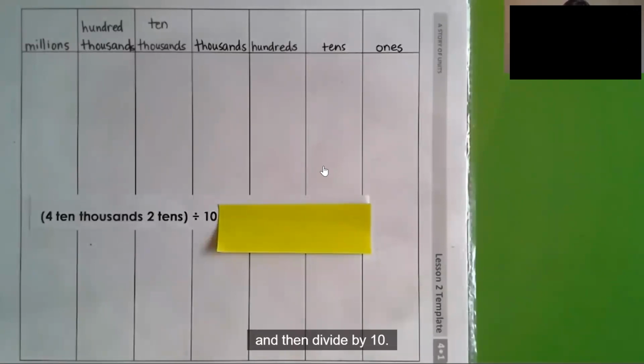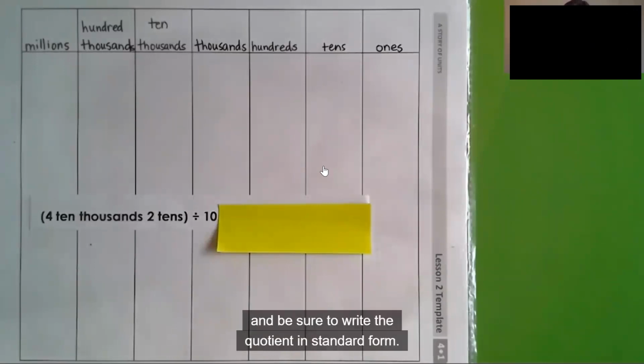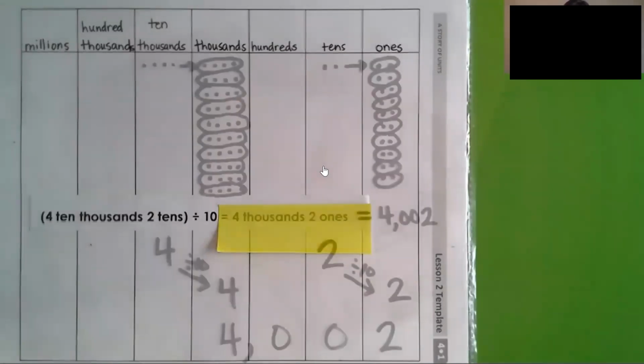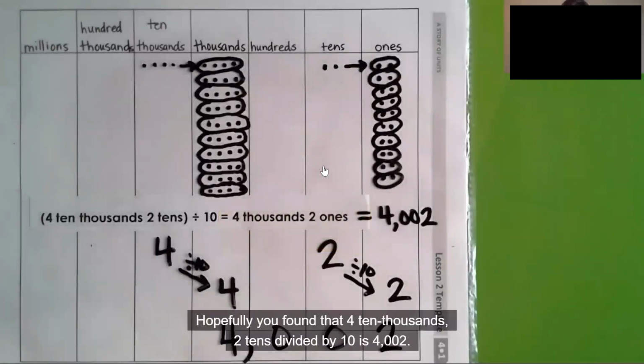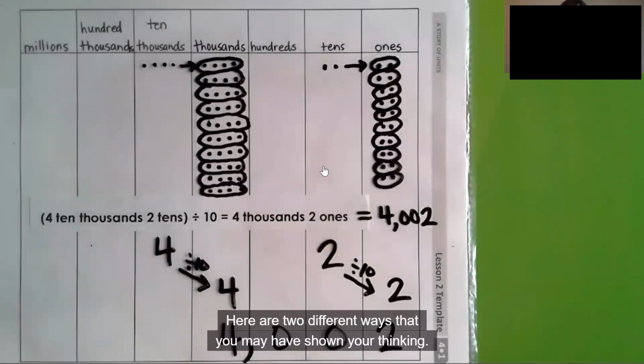Pause the video to solve this expression and be sure to write the quotient in standard form. Remember, the quotient is the answer to a division expression. Hopefully you found that 4 10,000s, 2 tens divided by 10 is 4,002. Here are 2 different ways that you may have shown your thinking. Which way is similar to how you showed your thinking?